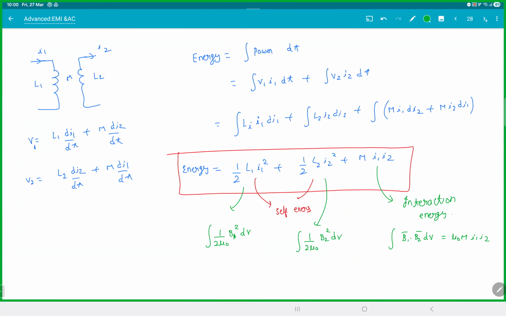Anyway, just have a look at what we did. I found the voltage, V into I1 is power, power into time is energy. If you just integrate this, you'll end up with this term here. That means if you have two inductors side by side with a mutual inductance, this is the total energy stored in the system. Half L I squared is understandable, right? There is energy stored inside the inductor. But what is the energy stored because of the interaction, which is M I1 I2? Clear with this? So this is the energy when you have two circuits together.